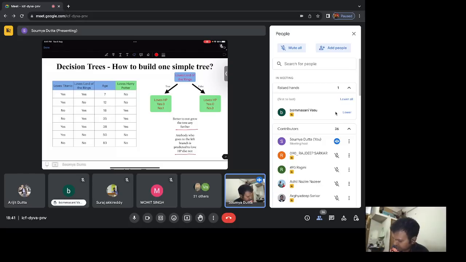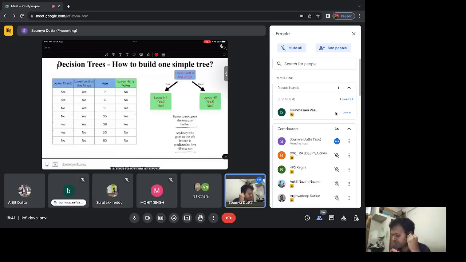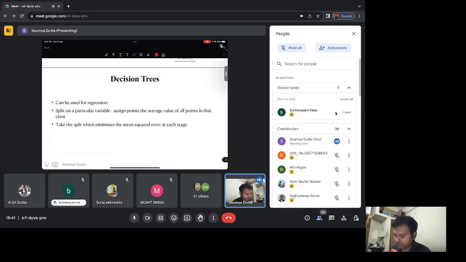Okay, last final point is, again as an aside, these decision trees can be used for regression. So where will the difference lie? The first point is, you take the split which minimizes the mean squared error. So instead of the Gini impurity or the entropy or rather the information gain, you take MSE or the mean squared error. That is one. And the other is, split on a particular variable, assign the average value of all points in that class.